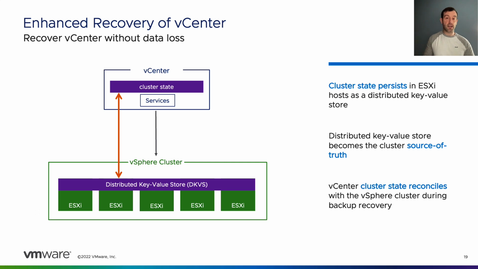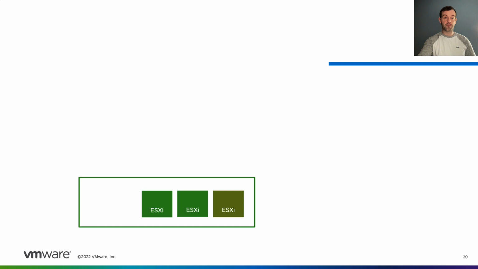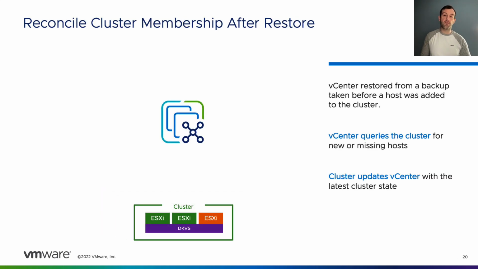So I think the best way to help understand that is to illustrate it in an example. So if we take this following example where we have a vCenter and he's currently managing 2 ESXi hosts, okay, the 2 green ESXi hosts in the diagram.